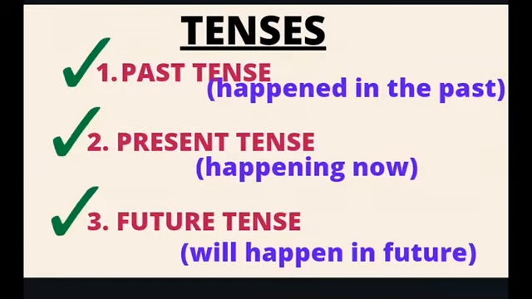So let's quickly do a recap of what we have just learnt. Tenses are of three types: past tense, present tense and future tense. When the action word indicates that it has happened in the past, then it's a past tense. If the action word is happening now, then it is a present tense. And if the action will happen in the future, then it is a future tense.